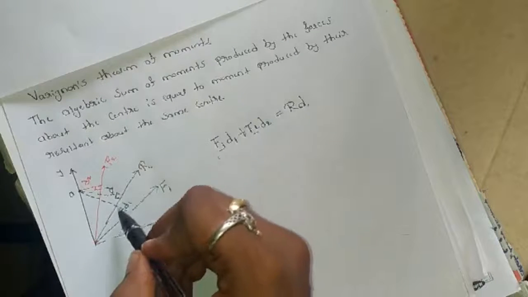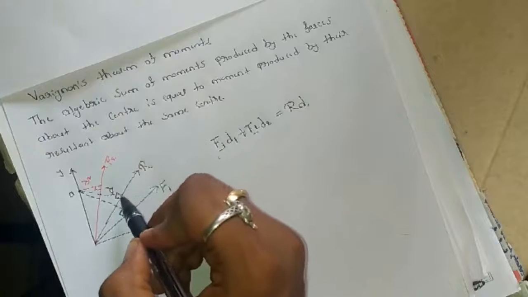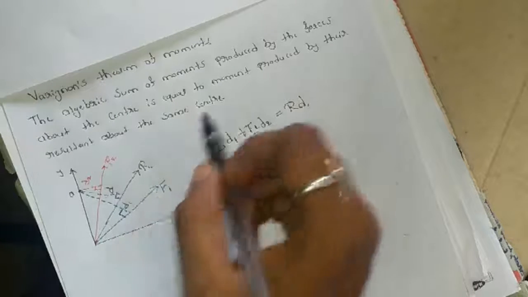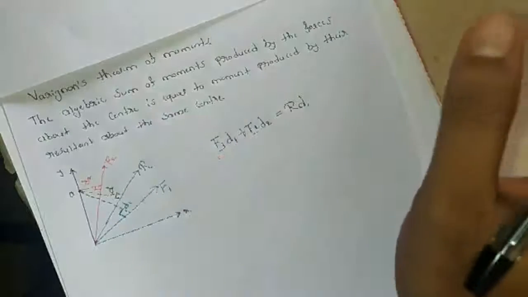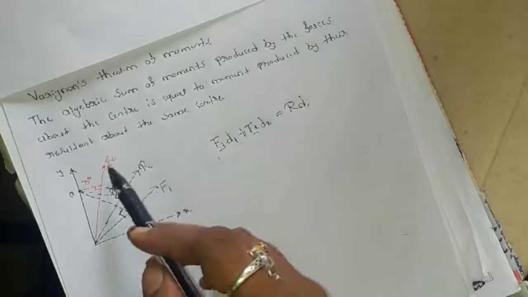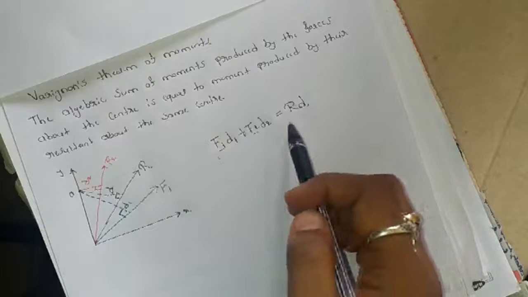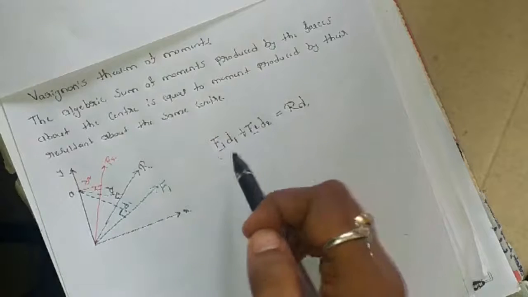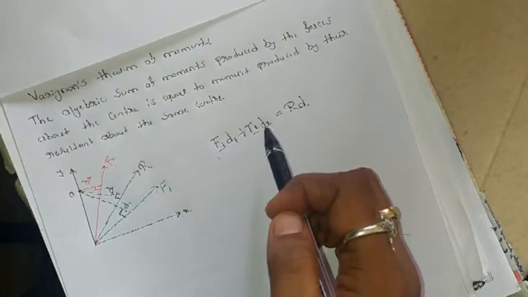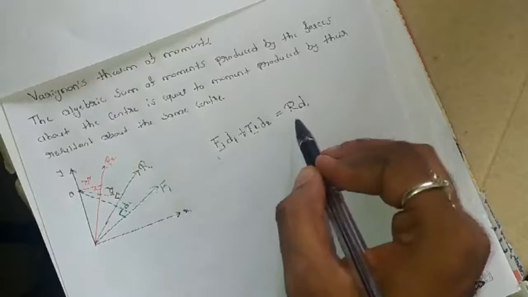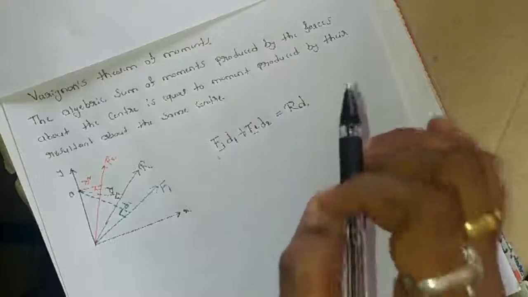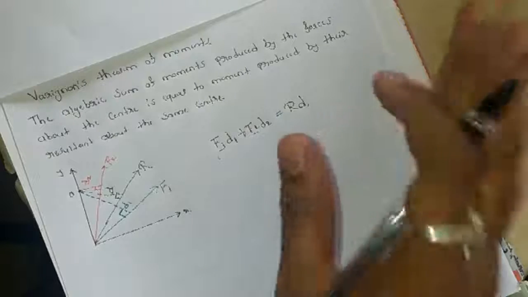Moment produced by the resultant means what? Again, resultant into distance is the moment of the resultant about the same center. So simple: F1 into d1 plus F2 into d2 is equal to R into d. That is, the moment produced by the forces is equal to the moment produced by their resultant. Simple. This is the meaning of Varignon's theorem.